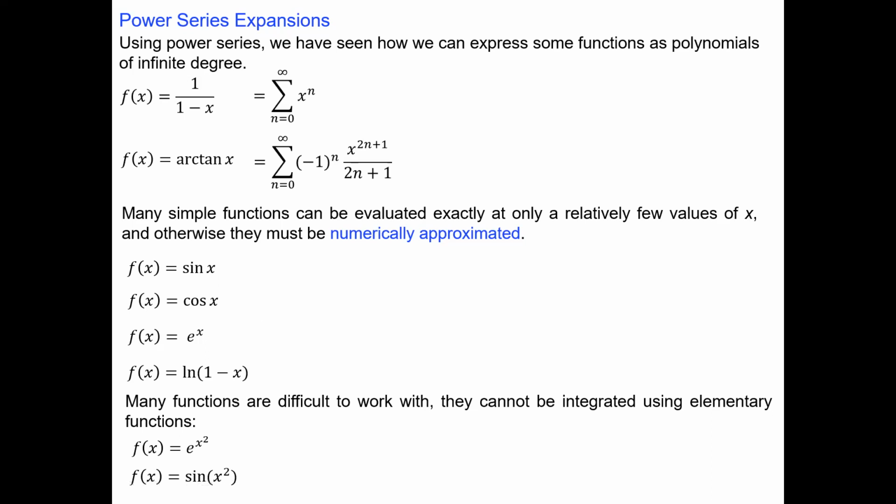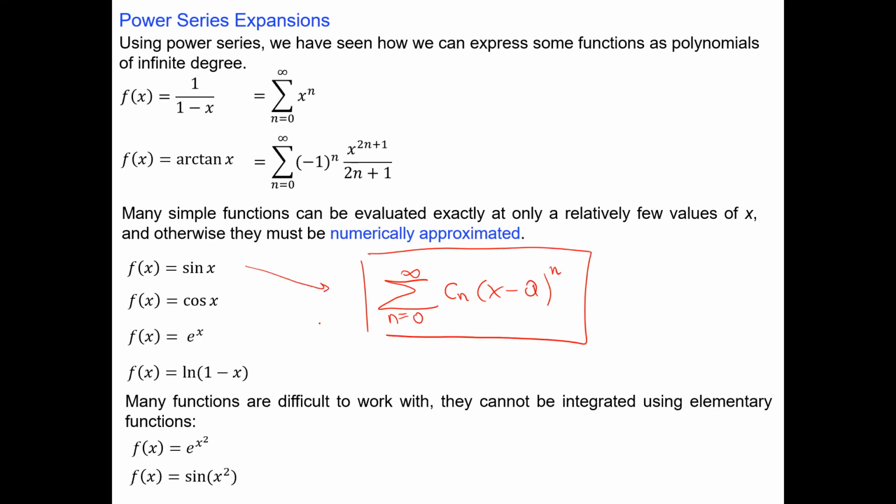And to get the power series expansion, let me take the general formula. It's basically c sub n times x minus a, the center, to the power of n. That's what I mean. And we would like to have the formula for sine of x, for cosine of x, and so on. That's what we will try to do.